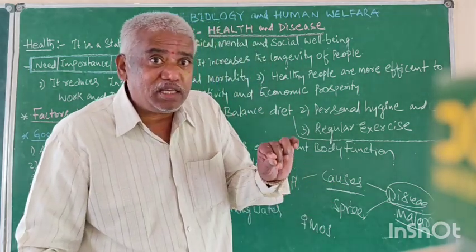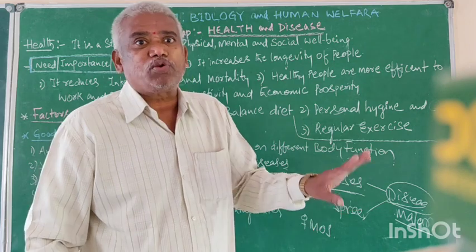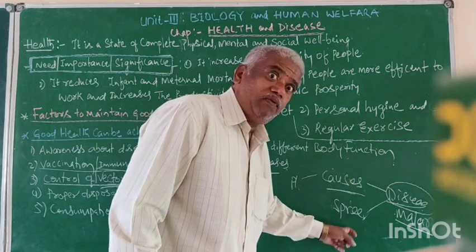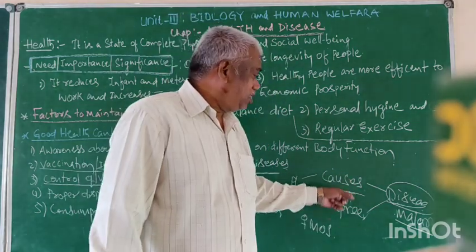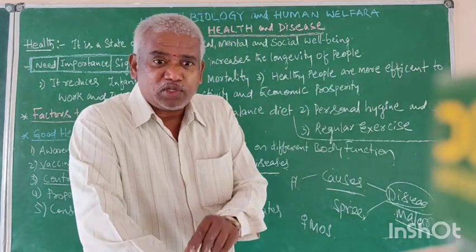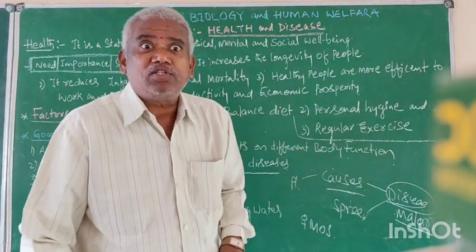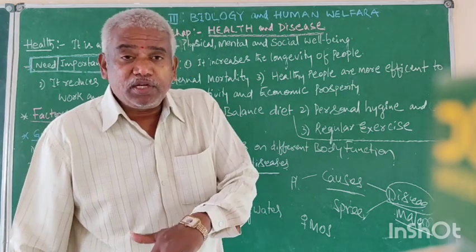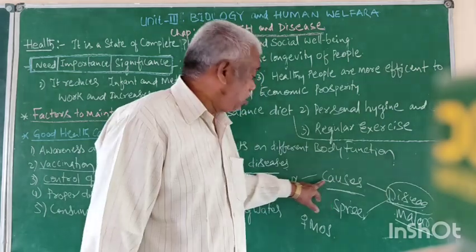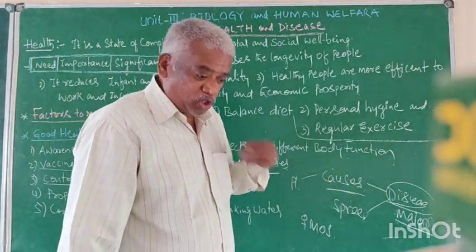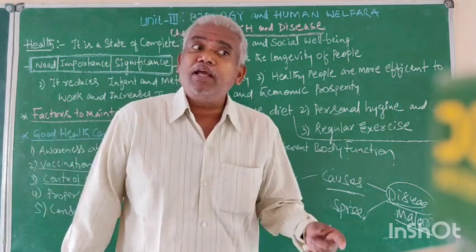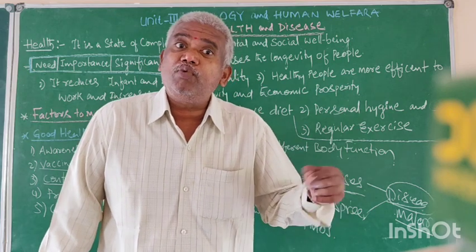The pathogen causes the disease, and the vector spreads the disease. The female mosquito is a living organism, but it cannot cause the disease. Its role is to spread the disease from one person to another. Plasmodium is also a living organism. Without Plasmodium, I cannot suffer from malaria.